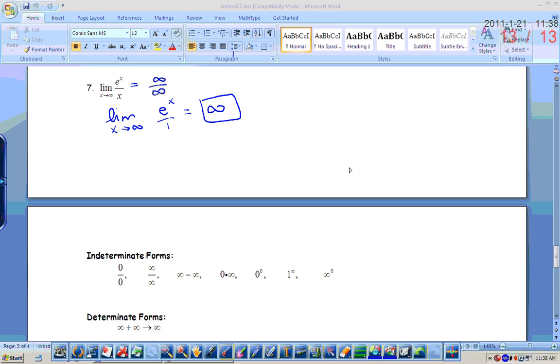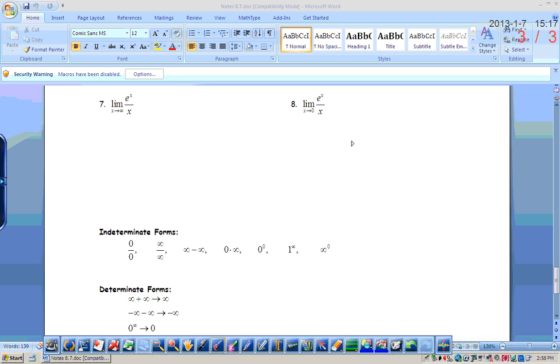Technically, this limit doesn't exist since it approaches infinity, but when a limit approaches infinity or negative infinity, I want you to designate the infinity or negative infinity. All right, the last one on number 8. Don't forget that you always want to start with direct substitution.